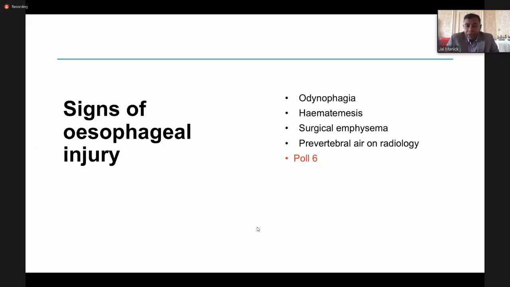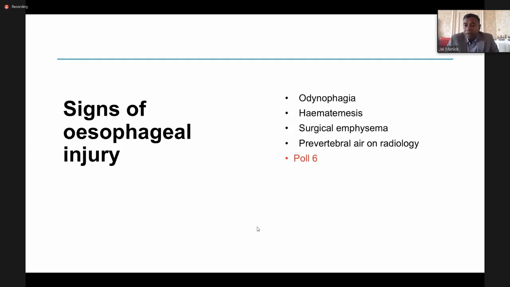Okay. So the signs are pain while swallowing and hematemesis, similar to the esophageal injuries. They vomit blood or have blood in the saliva. Surgical emphysema is one of the signs, a radiological sign as well as a clinical sign. It shows there is an underlying injury to the esophagus.